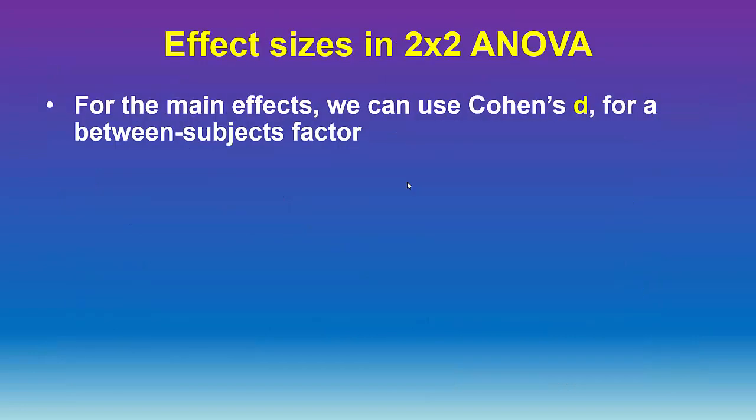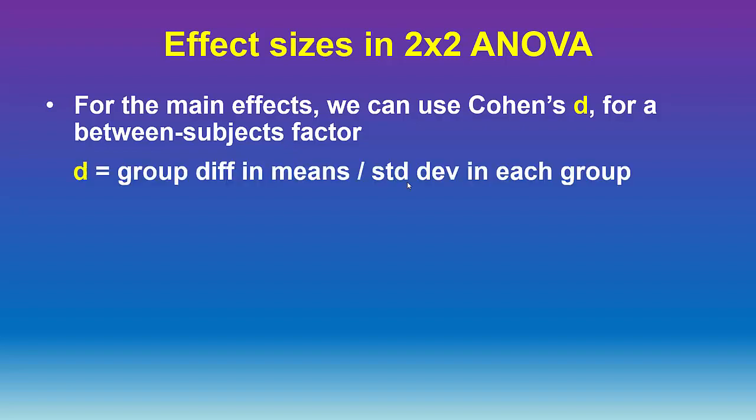We're going to need to talk about effect sizes in a 2x2 ANOVA, because each of the main effects has two levels. We can use a well-known measure of effect size called Cohen's d for each of the between subjects factors, for each of the main effects A and B. So d is the group difference in the means between the two groups, expressed in terms of the standard deviation within each group.